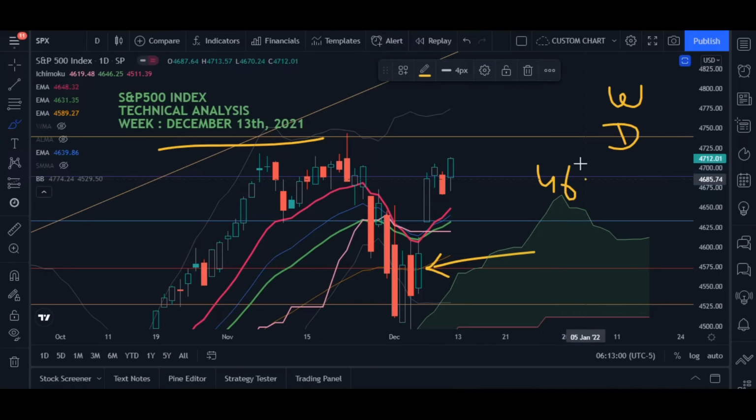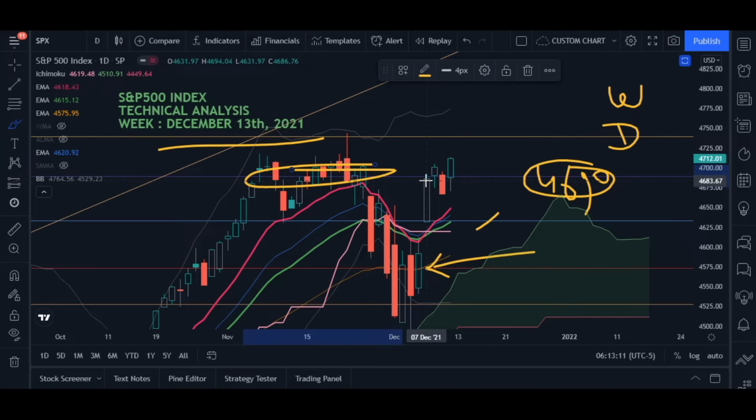In the technical analysis I told you that whenever it crosses this particular resistance, it will find a very heavy resistance here at 4690, because there is also a confluence zone here. So you can see 1, 2, 3, 4 days the market was struggling to pass this resistance at 4690. So this was the review of the technical analysis from the previous week.